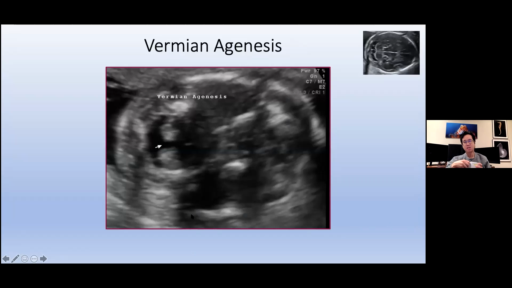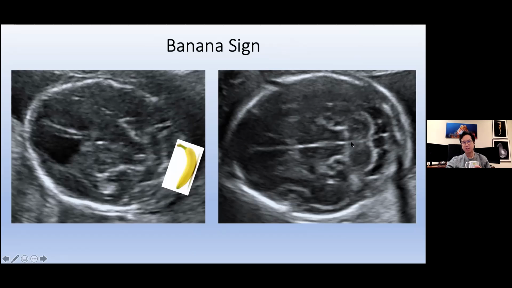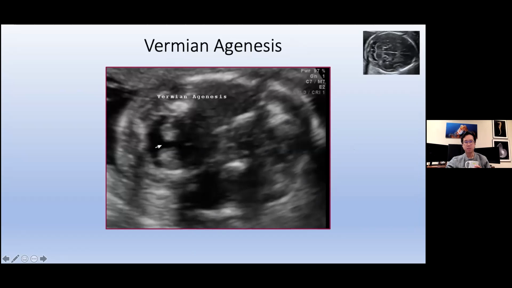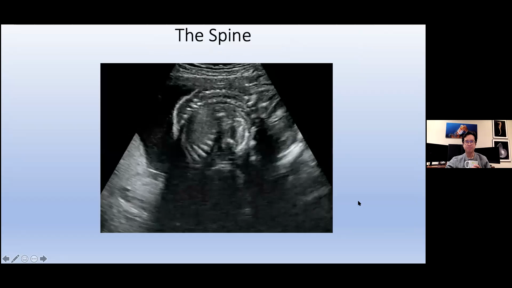Vermian agenesis. So if you remember, if you look back here, there should be a central vermis that sits right in between the two hemispheres of the cerebellum. And you can see this kind of keyhole shaped defect. And this is your cisterna magna. This is where your vermis would sit. There's an example of vermian agenesis.